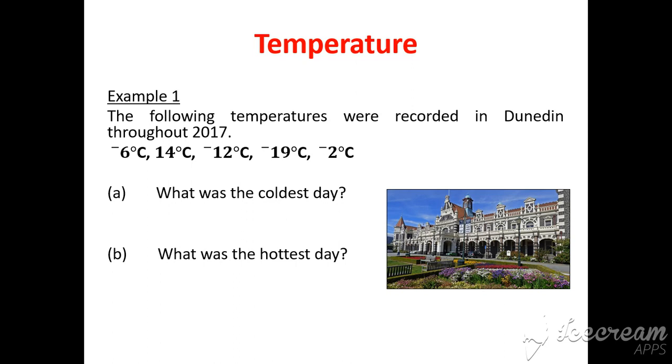Well, I just like to put them into order. So let's just go back and remember our integer work. -19 is the smallest. Then we go to -12, we go to -6, we go to -2, and now we go to the positive numbers, and the only positive number in the group is 14 degrees Celsius. So with this in mind, the coldest day must have been -19 degrees Celsius, and the hottest day was 14 degrees Celsius.